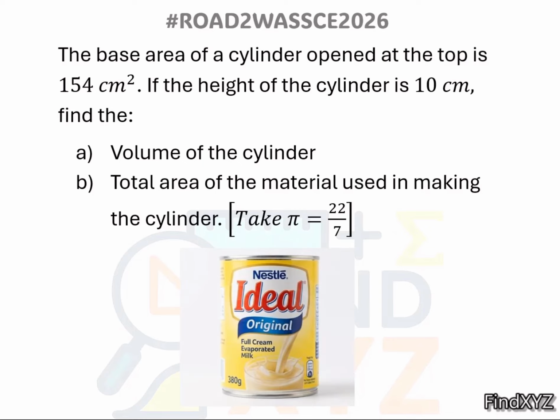You realize that when you cut it open, the curved area forms a rectangle. You realize that wherever you cut it, that side is the height of the cylinder. But when you open it up, how do you find that length? You realize that that length was wrapped around the circular base. It means that the length is exactly the circumference of a circle.